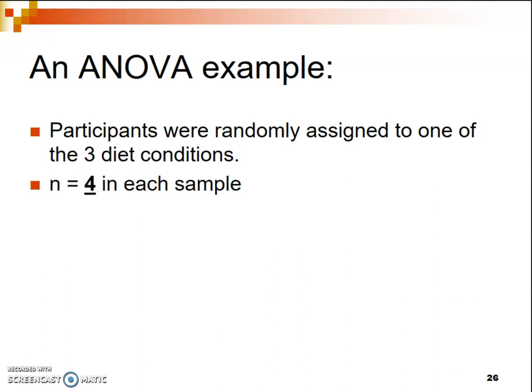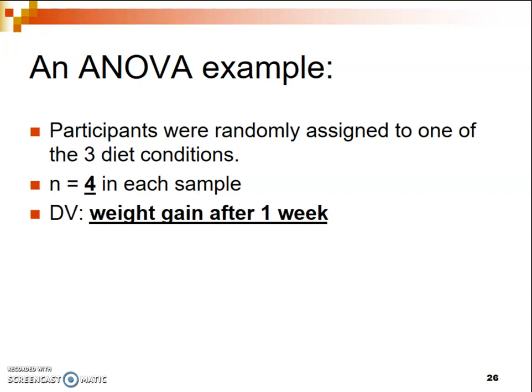In this example, we collected 3 people in each of these different groups. So, sorry, I meant 4. So we had 4 people in each of these different groups. So we had 4 people in the pizza-only diet, we had 4 people in the beer-only diet, and we had 4 people in the control condition. And for each of those people, we measured their amount of weight gain after 1 week of that diet.